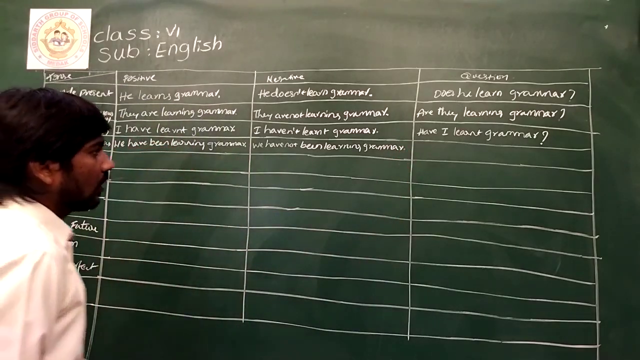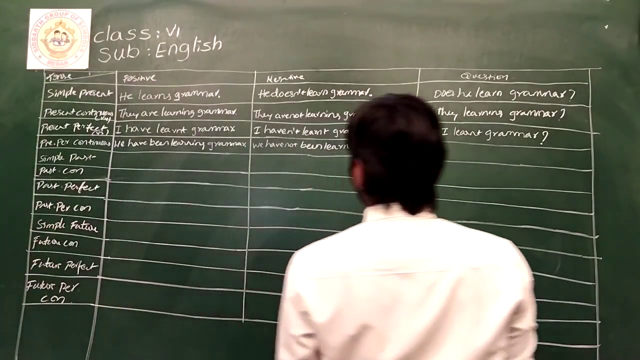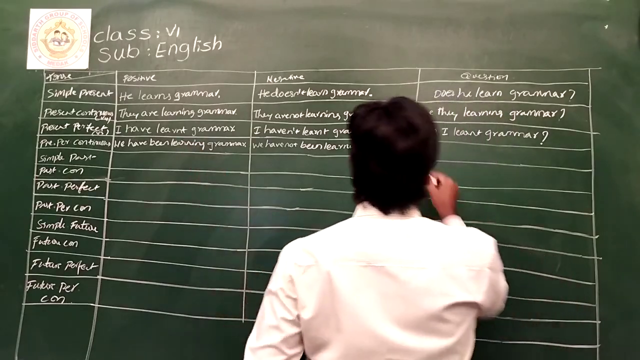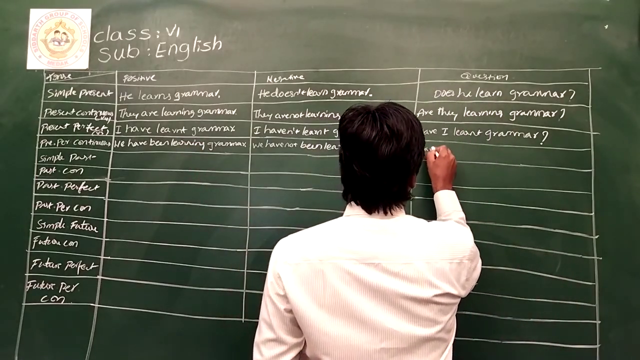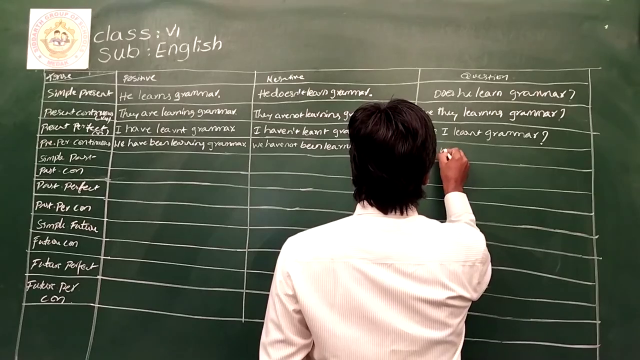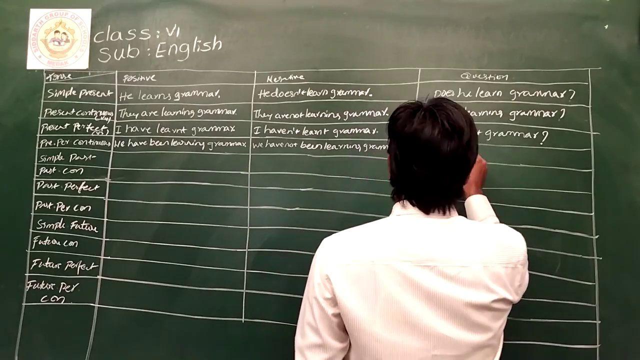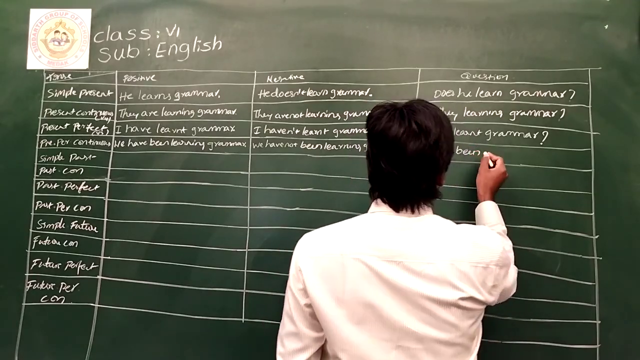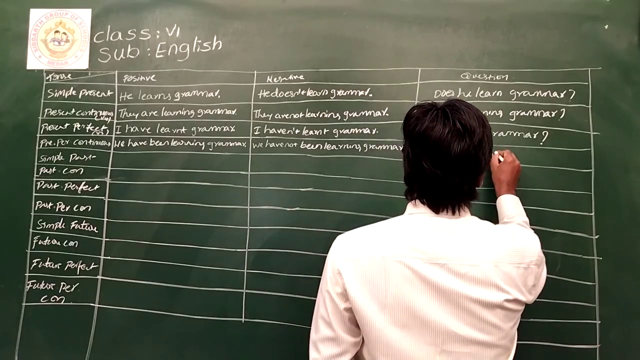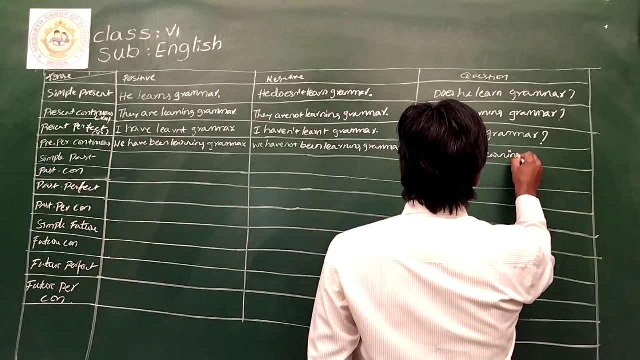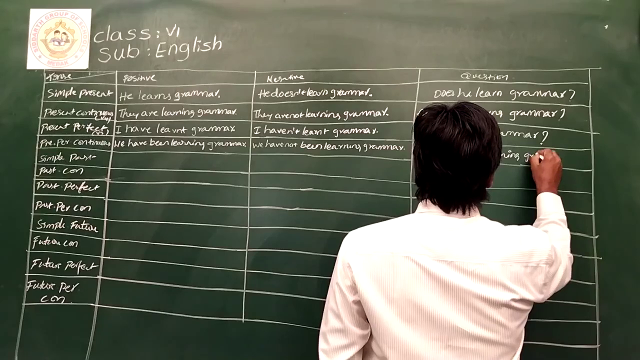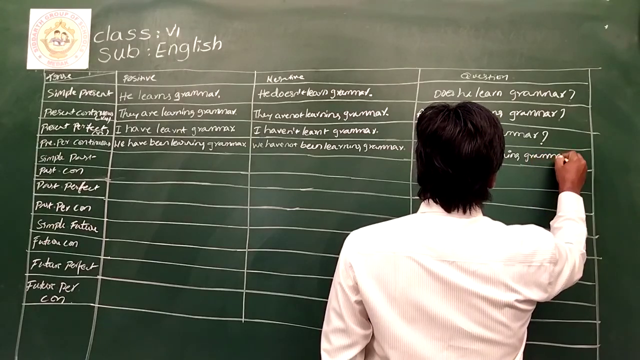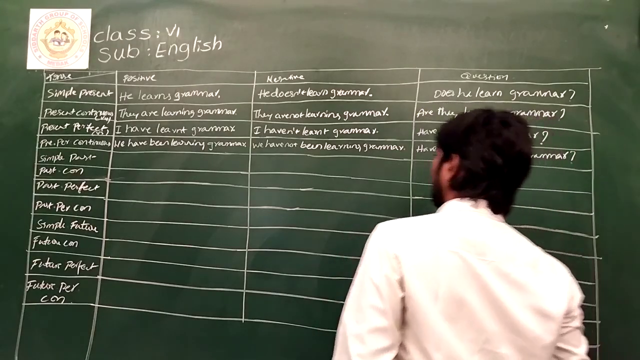Next, question form. Auxiliary verb will come first. What is the auxiliary verb here? Have. Subject, have we been learning grammar? It's finished.